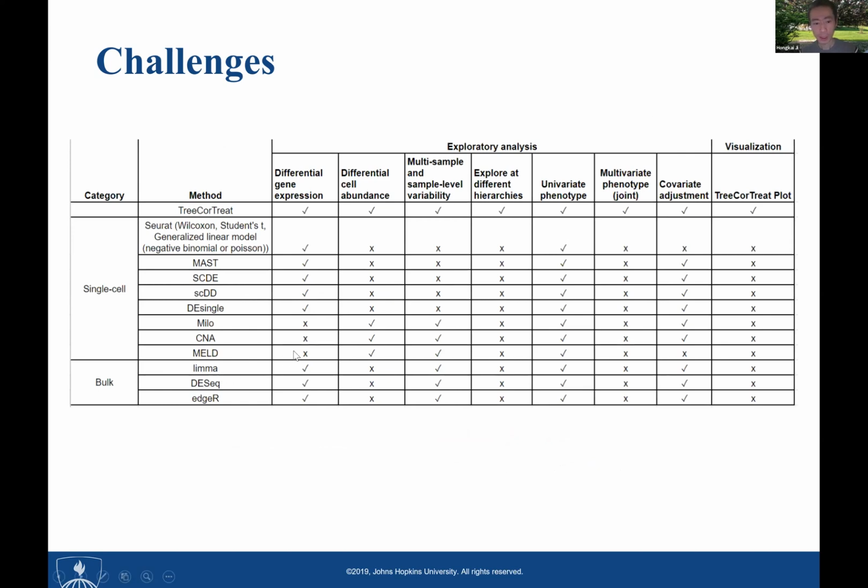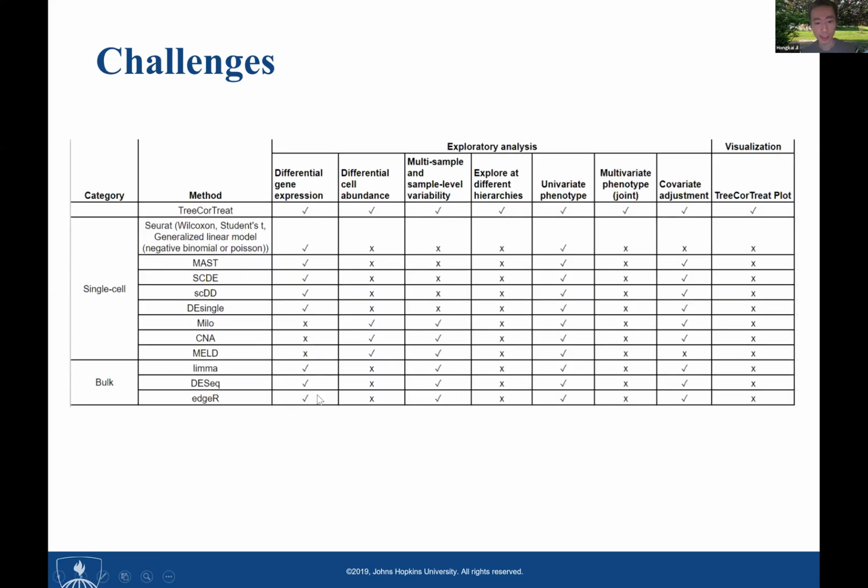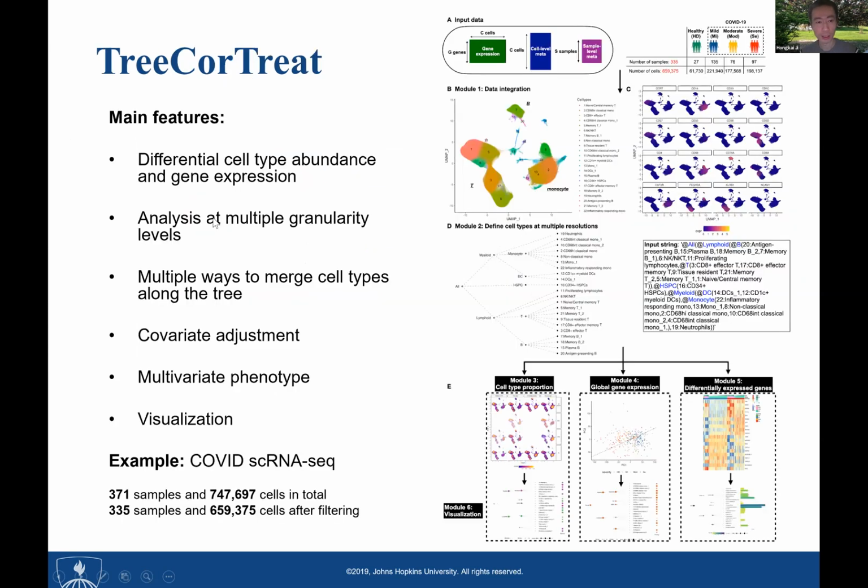So when you look at the existing software tools and methods, you can see none of these methods or tools can address all these challenges I mentioned in the previous slide. There are some tools for bulk analysis that can handle multiple samples, but they cannot handle single cell level analysis. There are some tools for single cell gene expression analysis, but they do not handle, say, differential cell type abundance analysis. There are some recent tools that can handle cell type abundance differential analysis across multiple samples, but they don't address differential gene expression analysis. And also many of these tools do not explore cell type phenotype association at multiple resolution levels. And not all of these tools can provide an easy way to visualize the rich information you have in this data. So that motivated us to develop the TrickleTree method, okay?